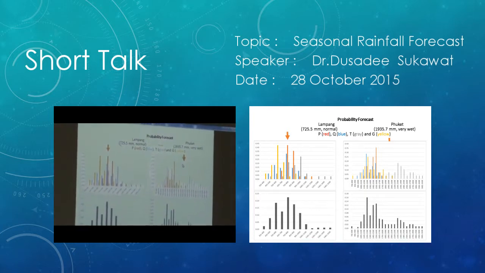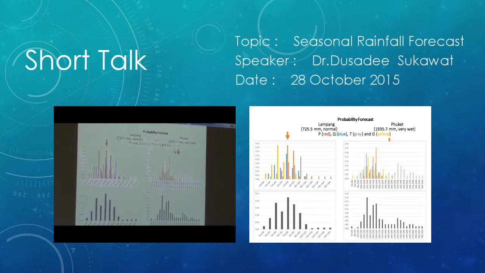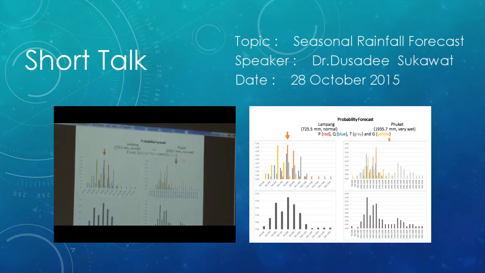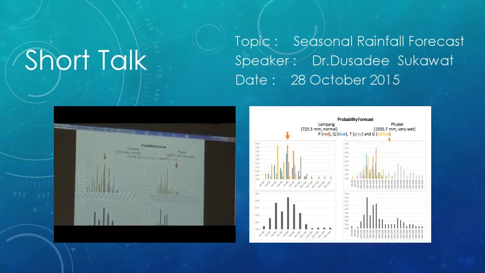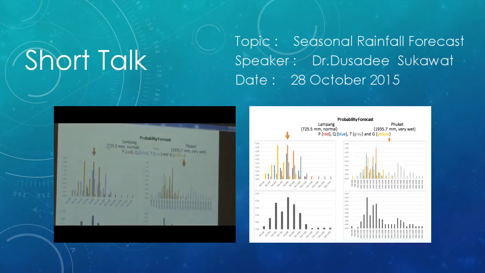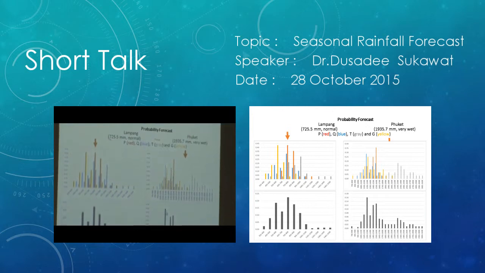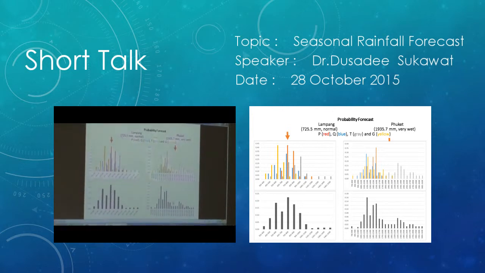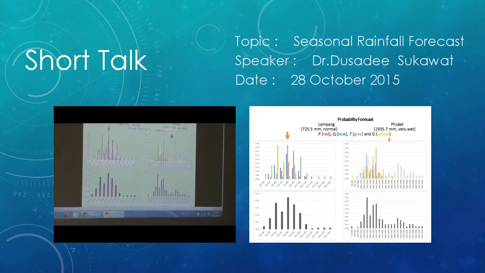But look at this one. This is Phuket. This is the very wet year for Phuket. The amount of rainfall is almost 2,000 a year. But in forecast, the highest probability is just a few hundred. So in this case, the forecast is wrong, totally wrong.